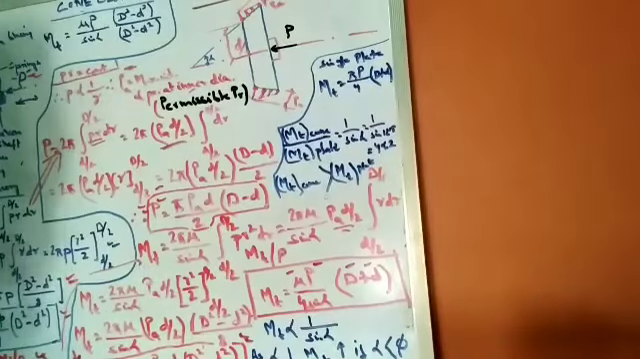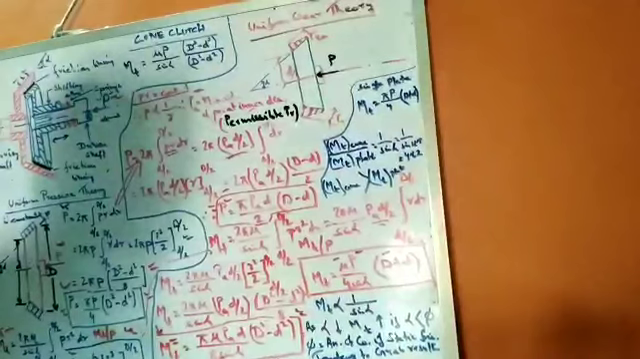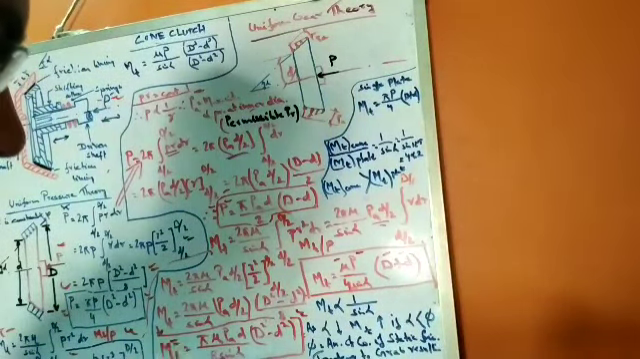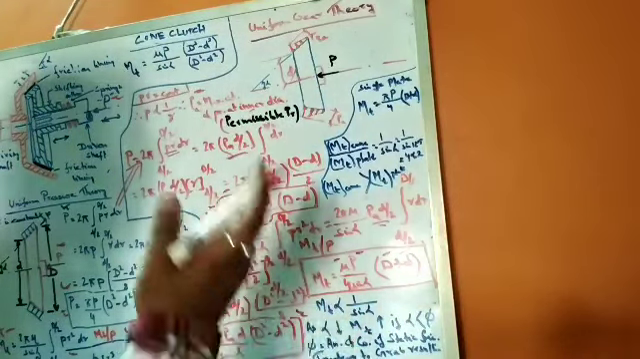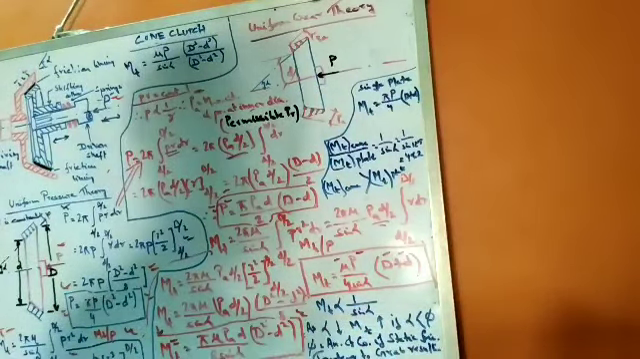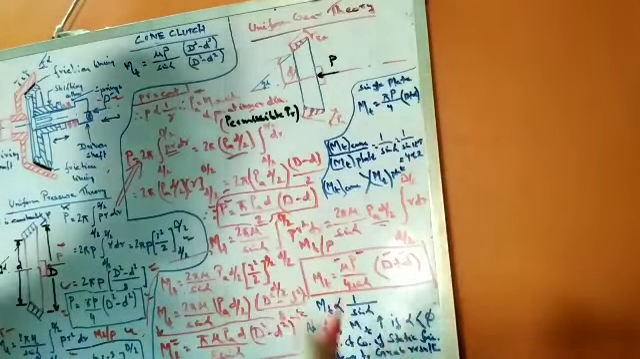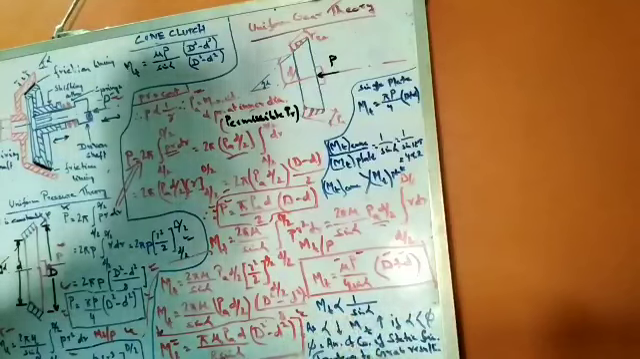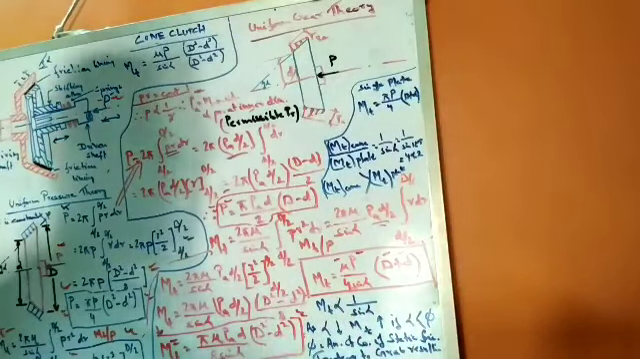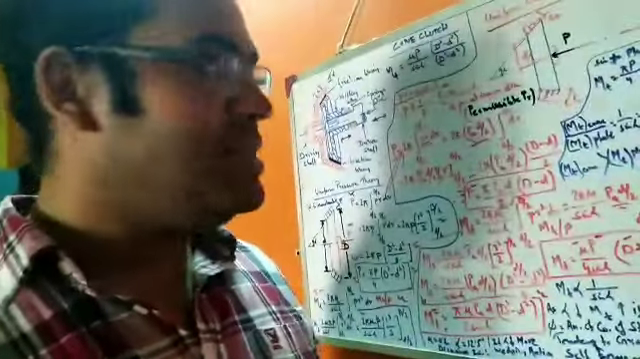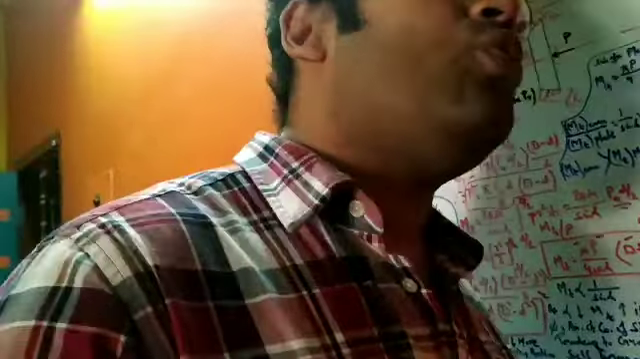That basically indicates that as alpha is decreased, the torque transmitting capacity of the cone clutch will increase. So if we decrease the value of alpha, what happens? The torque transmitting capacity of the cone clutch will increase.